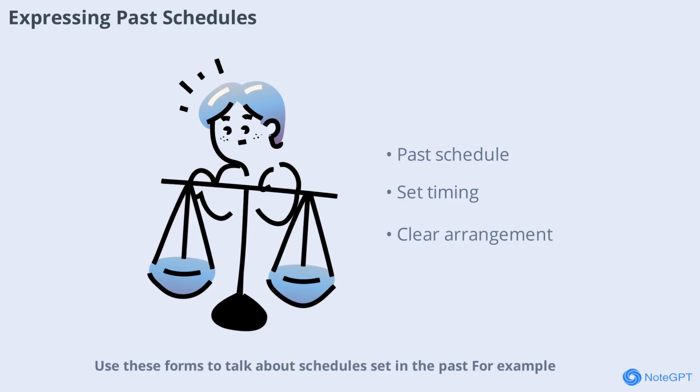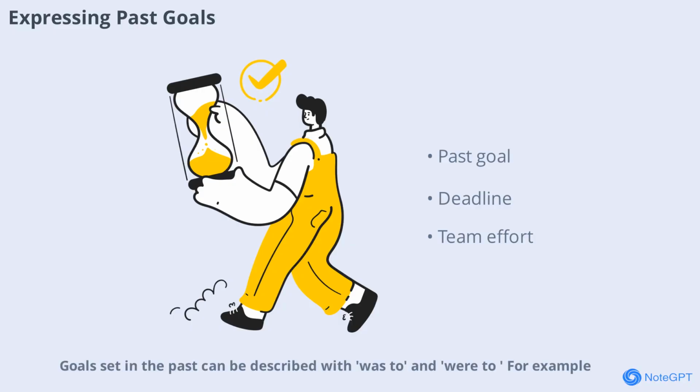Use these forms to talk about schedules set in the past. For example, the class was to start at 9 a.m. This makes it clear that there was a set schedule regardless of what happened. Goals set in the past can be described with was to and were to. For example, they were to finish the project by May. This shows that there was a goal or deadline, whether or not it was achieved.